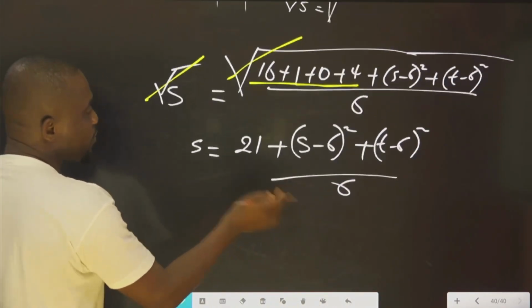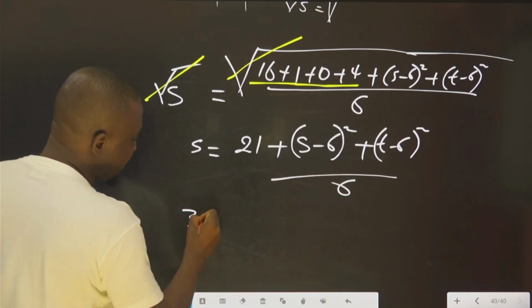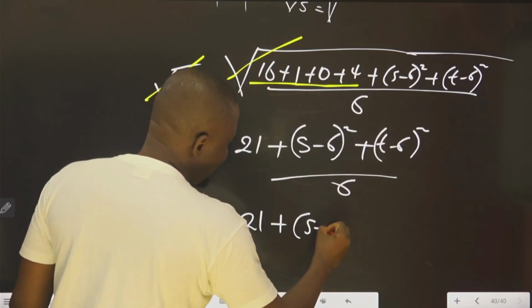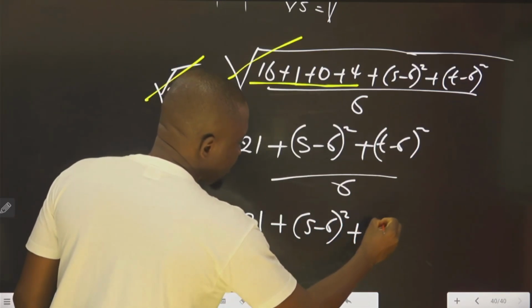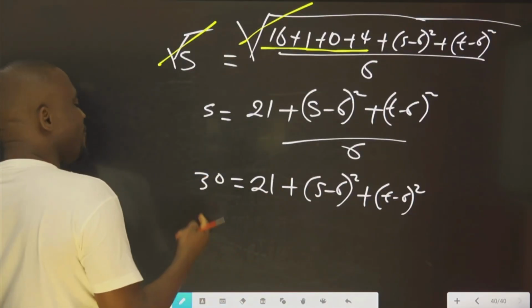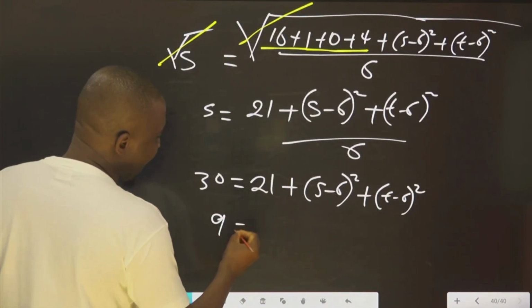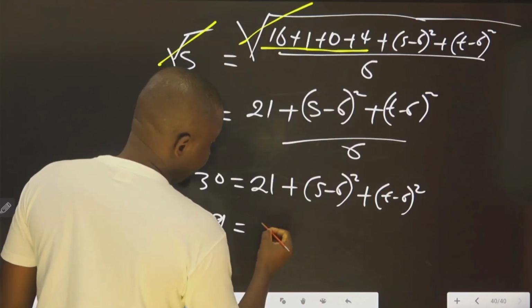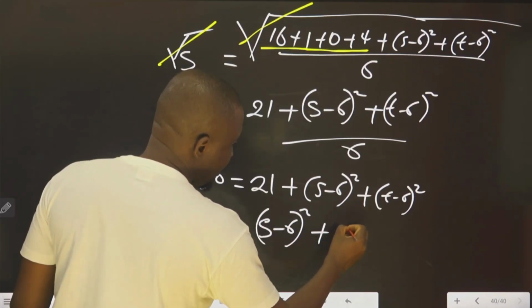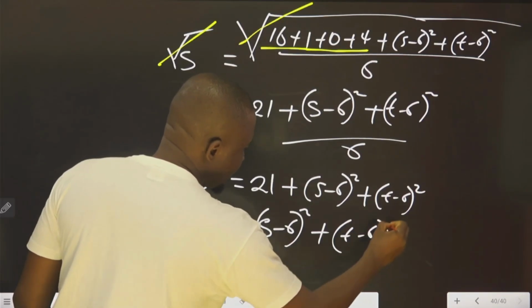Okay? If you cross multiply now, this will give us 30. 30 equals to 21 plus S minus 6 square plus T minus 6 square. Then we bring this here, we remove 21 from here. What is remaining is 9. That is S minus 6 square plus T minus 6 square.